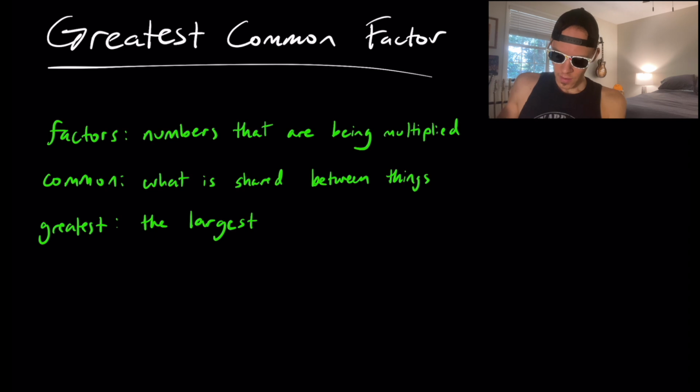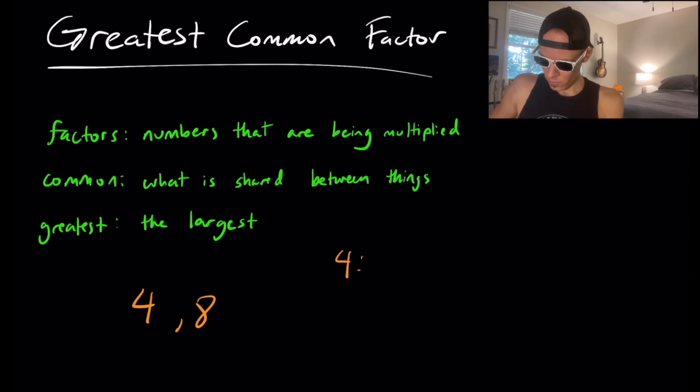Well, let's break it down into the three words. Factors are numbers that are being multiplied together. Common just means what's shared between a set of data. And then greatest just means the largest. So if, for example, we have, let's say, 4 and 8, and I want to find the greatest common factor, well, I want to find the largest number that I can multiply by another whole number to get 4 and 8. These are smaller numbers, so we can write out all their factors.